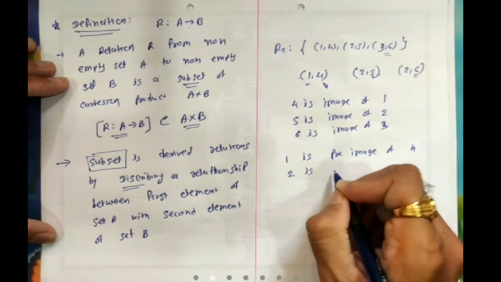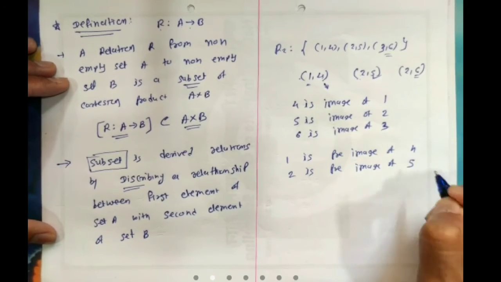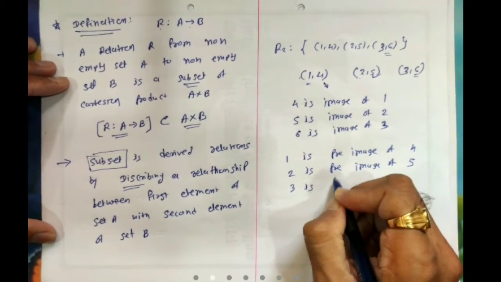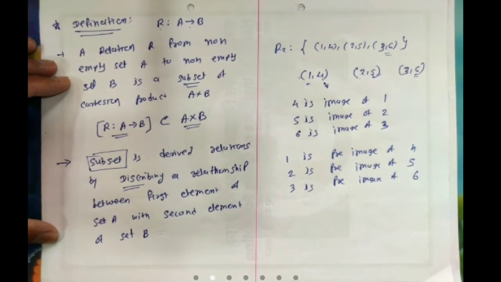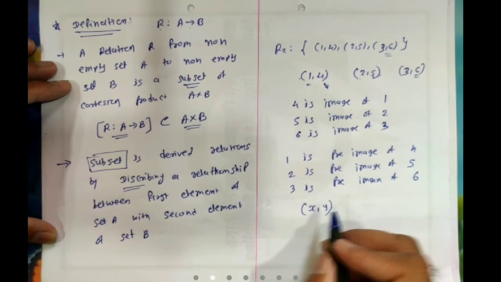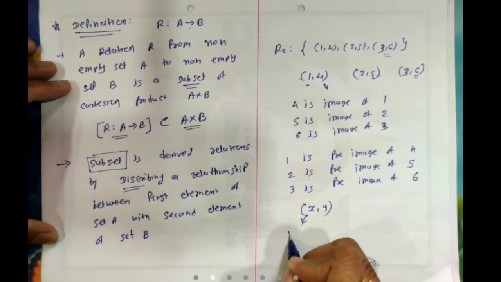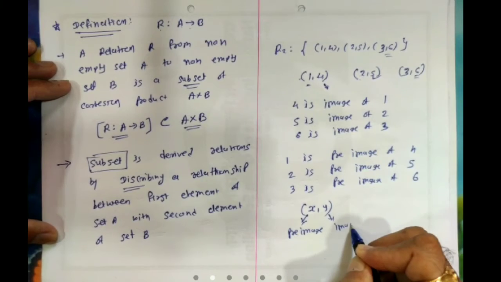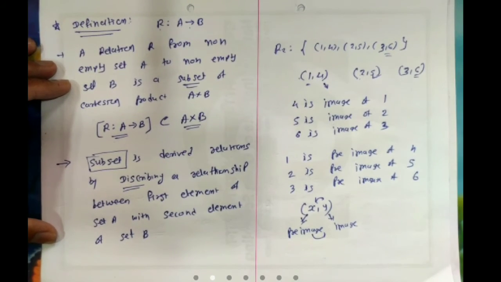So element 2 is the pre-image of element 5. Similarly, this one is 3, 6, so 3 is the pre-image of 6. Clear? If in any ordered pair, suppose x, y is there, which is one general ordered pair, then the first element x is always the pre-image of y, and y is always the image of x. Clear? Image and pre-image definition.